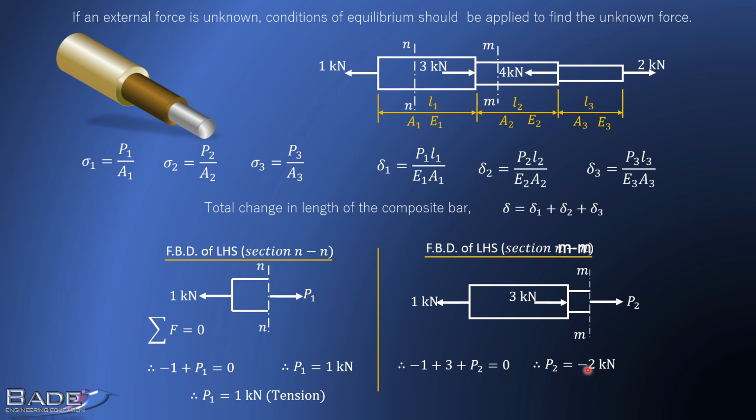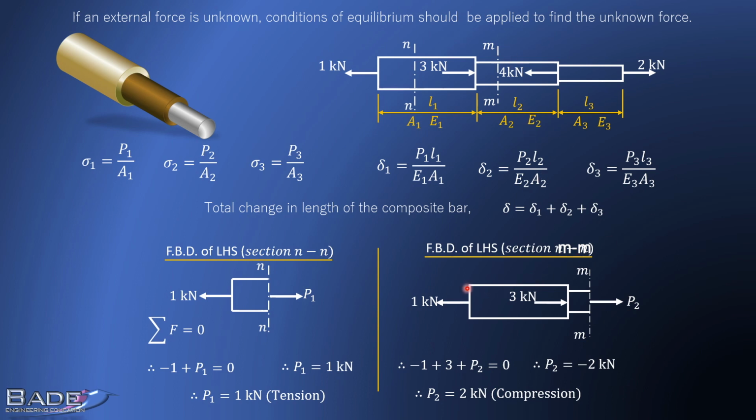What do you mean by negative sign? Direction in the diagram is not correct. So correct direction is towards the cross section MM. Towards cross section MM means push type of force, that is compression. So P2 is 2 kilonewton compression. When you talk about force in a member, you should consider nature. So P1 is 1 kilonewton tension and P2 is 2 kilonewton compression. So this is how we find force in a member.